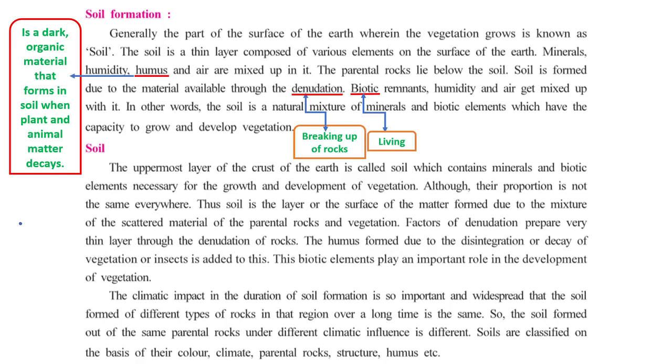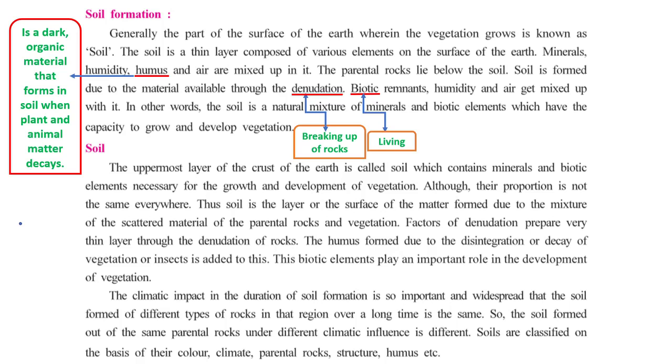In other words, soil is a natural mixture of minerals and biotic elements which have the capacity to grow and develop vegetation. Without soil, one cannot grow anything. We require a very good soil, or what we call fertile soil, to grow the vegetation cover. And without this soil, vegetation cannot grow. So this is how, through a gradual process, soil is formed. As said, it takes years to form the soil.